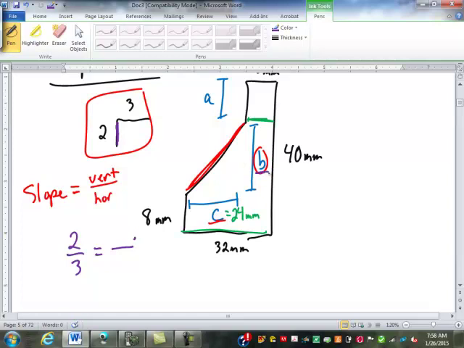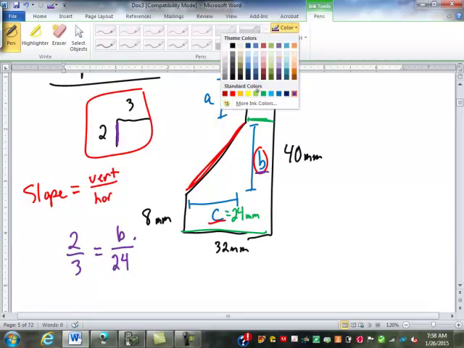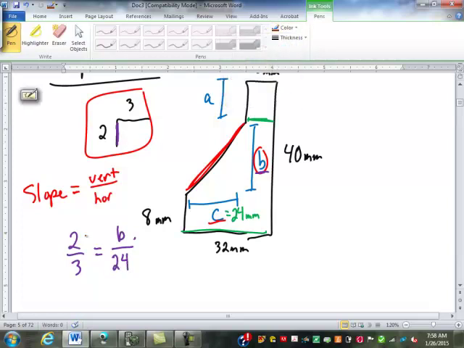It's going to be B. Do we know B? No. That's actually going to end up being what we look for here. On bottom then is the horizontal. That would be the C, or 24 millimeters. And now we can find B by cross multiplying and dividing. 2 times 24 divided by 3 gives us 16 for B. So B is 16 millimeters.